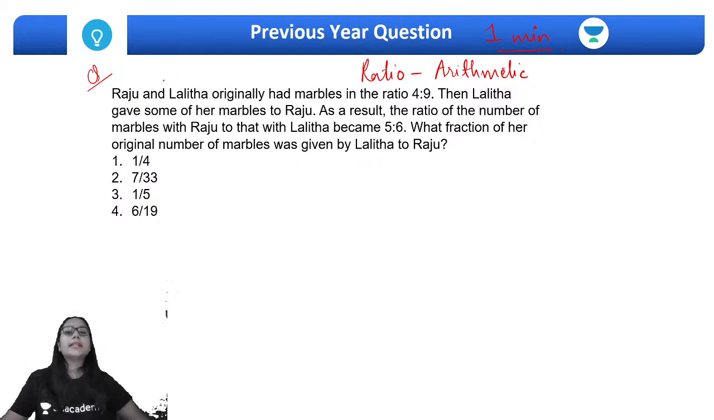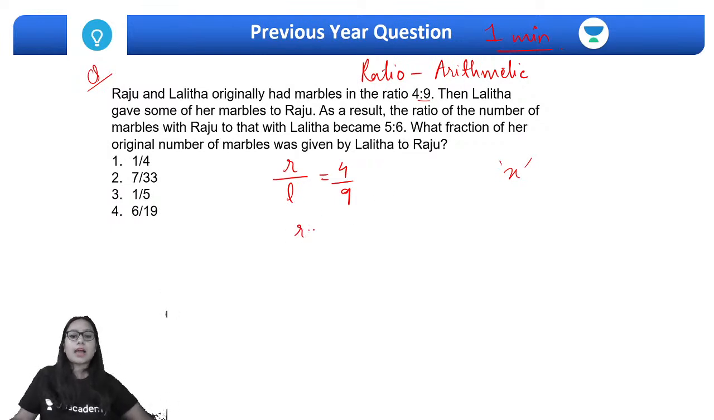Okay, let us read the question. The question says that Raju and Lalita originally had marbles in the ratio 4:9. So the ratio of R to L was 4/9. Then Lalita gave some of her marbles to Raju. Let us take that she gives X marbles to Raju. So now Raju will have R plus X and Lalita will have L minus X. As a result, the ratio of the number of marbles with Raju to Lalita would be 5/6 now.